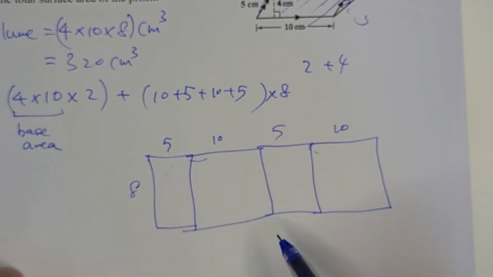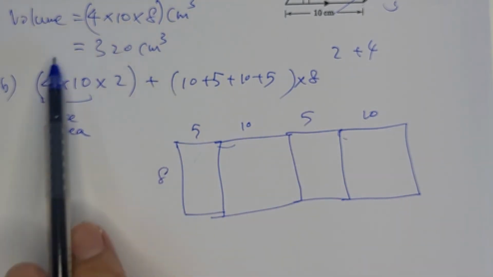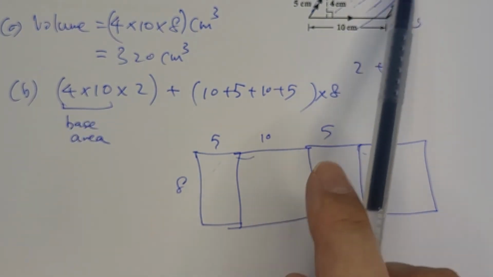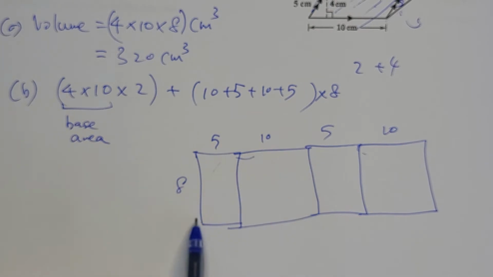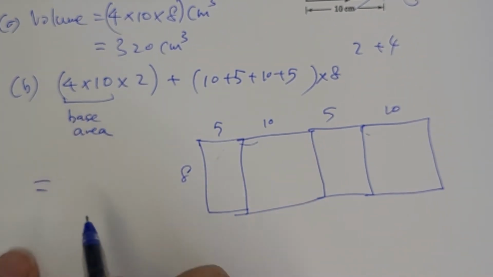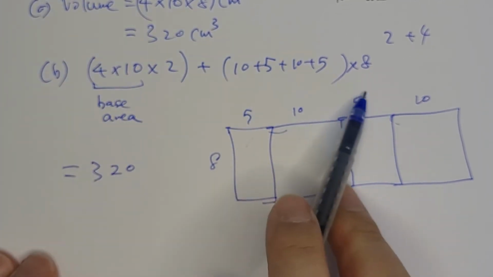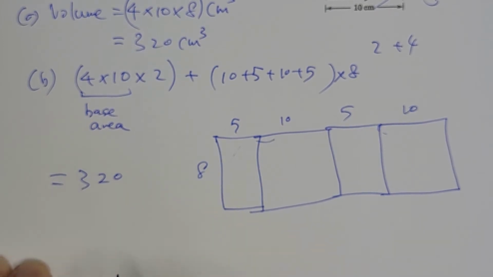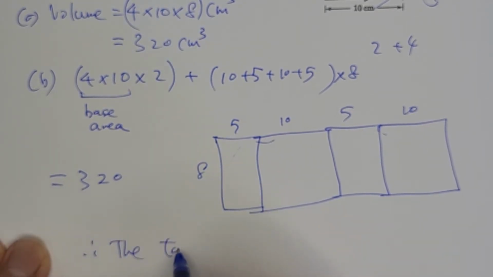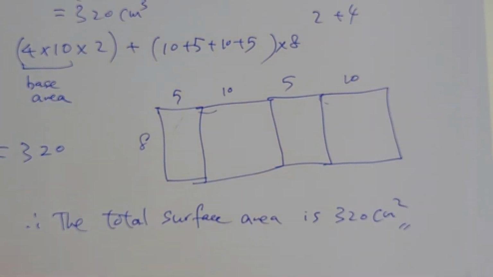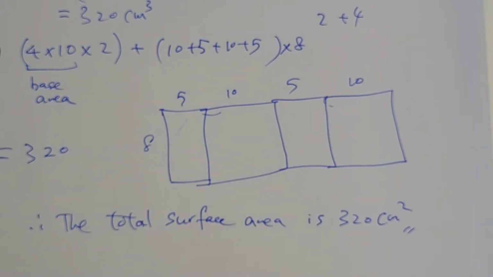It's a rectangle. So when you need to calculate the total surface area, you calculate the base area times 2 plus this lateral surface area. So the answer you will get is 320. Now, originally there's no unit here, right? So you need to have an answering statement. Therefore, the total surface area is 320 centimeter square. So that's it for question number 5.